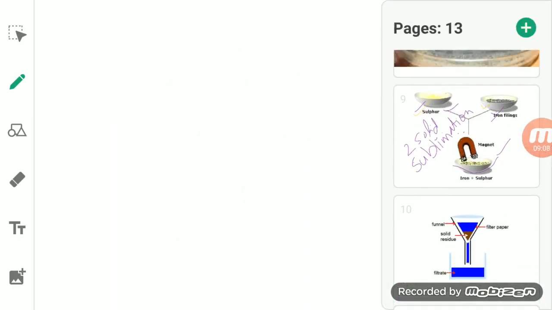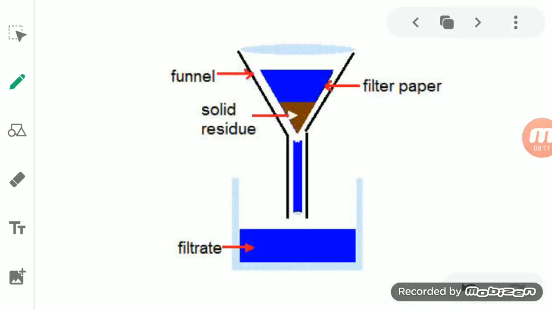now see here. Suppose a mixture of an insoluble solid and a liquid is there. How can we separate them? We will pour that insoluble solid and liquid into a filter paper. You can see here, this is a filter paper in a cone form. We will pour it into the filter paper cone, and that cone is fixed in a funnel. So this is the funnel, and in this funnel the filter paper is there.